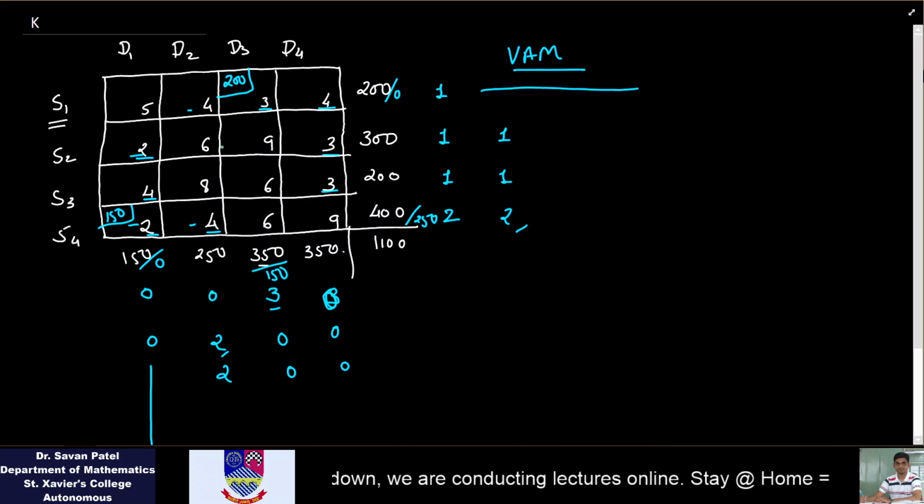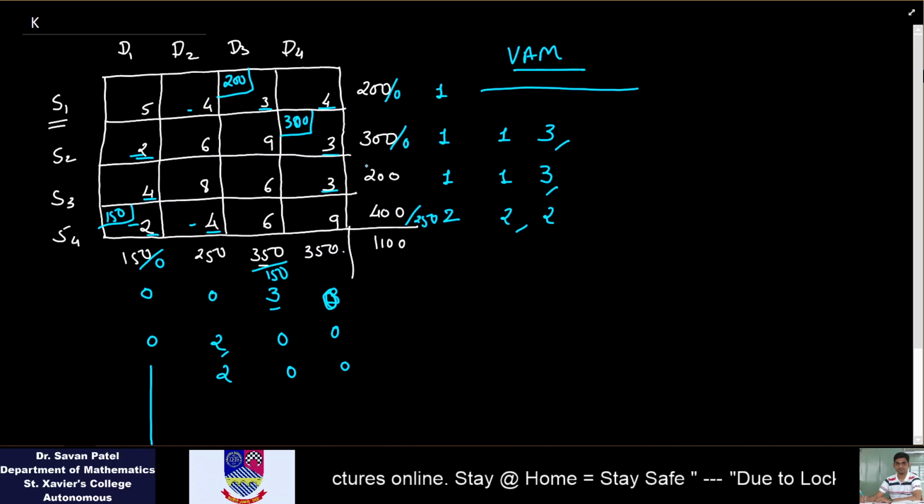For rows, we now have to calculate again. Minimum is 3 and next minimum is 6, so the difference is 3. Again minimum is 3 and next minimum is 6, so the difference is again 3. Minimum is 4 and next minimum is 6, so the difference is 2. So the maximum values are 3 and 3. For that, choose the minimum value, that is 3 and 3. Again we have a tie, so we choose the one for which maximum transportation is possible. Here it is 300 and here it is 200, so the maximum is for this. We will allocate 300 units. Here we are left with 0 and here we are left with 50 units.